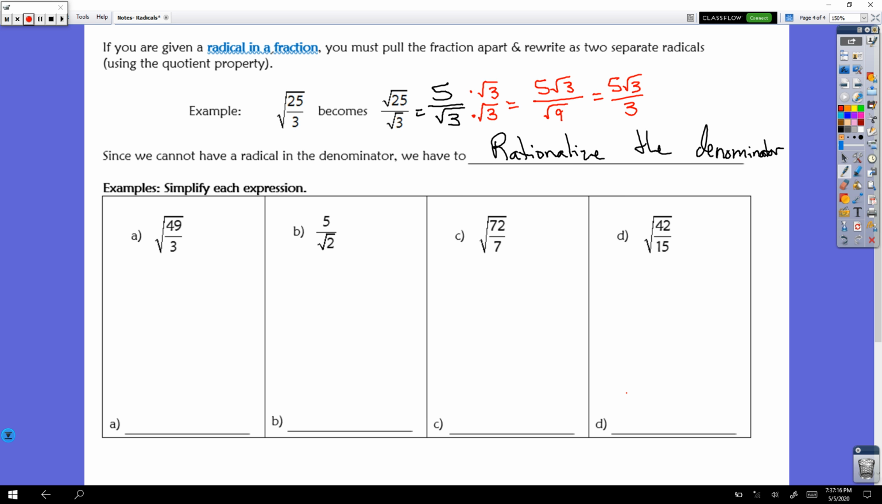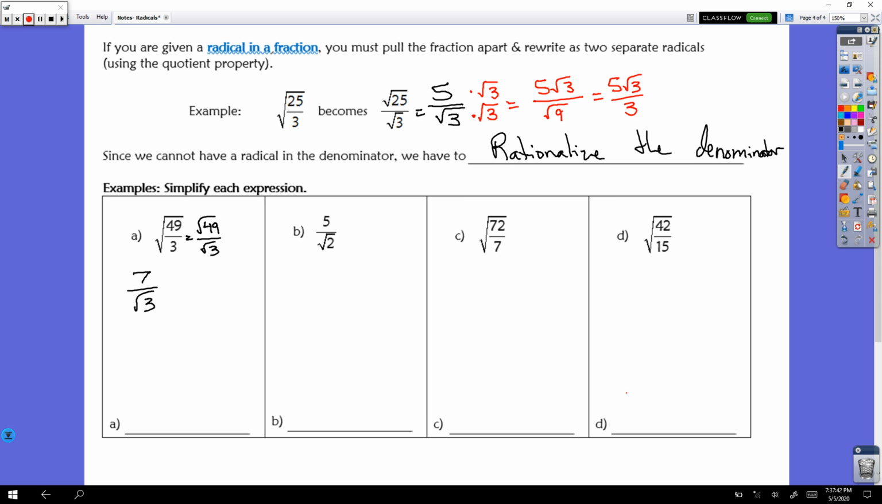Now I don't have any fractions inside my radical sign, and I don't have any radicals in my denominator. So now this thing is rationalized as far as we can take it. Looking at example A, start by splitting it up. I have the square root of 49 on top, square root of 3 on the bottom. Now, simplify if you can. Square root of 49, that becomes 7.